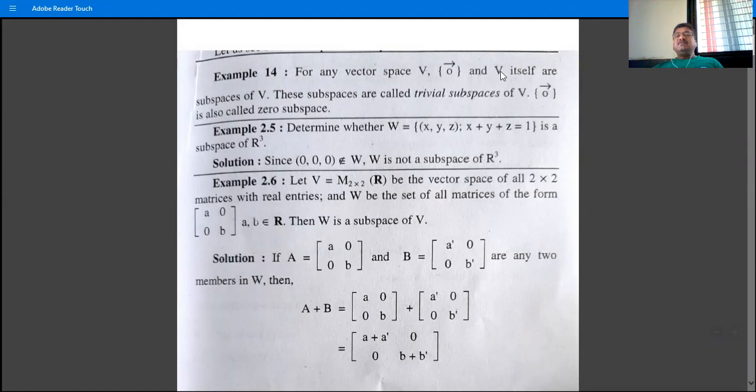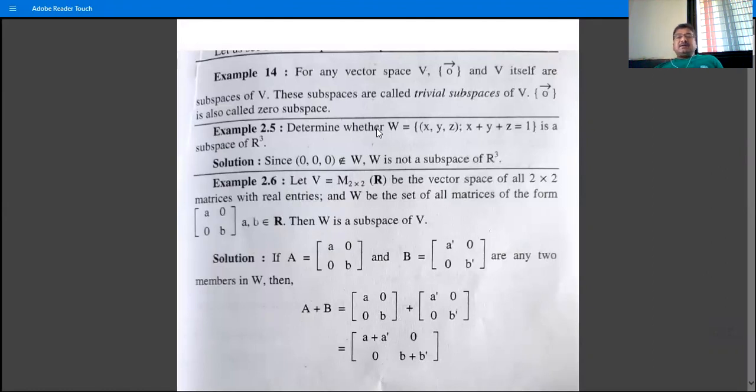So singleton 0, the set containing only the 0 vector from V, is a subspace of any vector space V, and V itself, every vector space is a subspace of itself. These two subspaces are called trivial subspaces of V, and singleton 0 is also called the zero subspace.